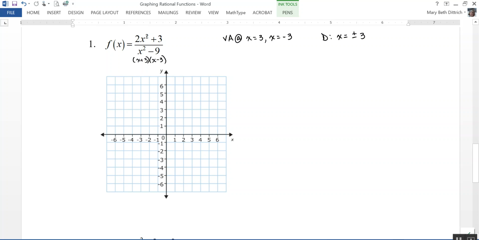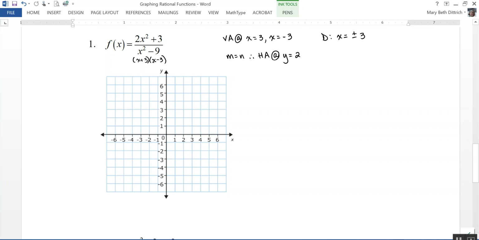I'm noticing that the degree of the numerator is the same as the degree of the denominator. In other words, m is equal to n. Therefore, that means that I have a horizontal asymptote at the leading coefficient of the numerator divided by the leading coefficient of the denominator. So 2 over 1, or the line y equals 2.